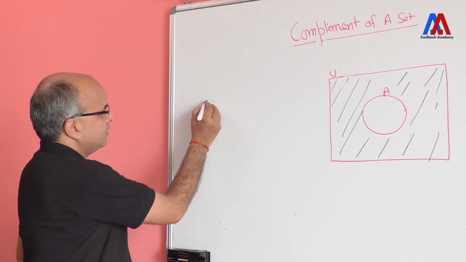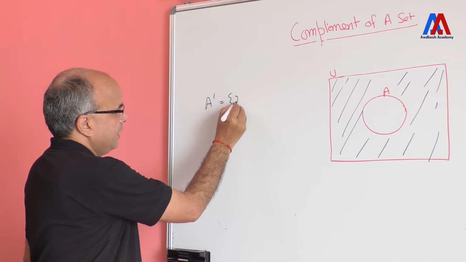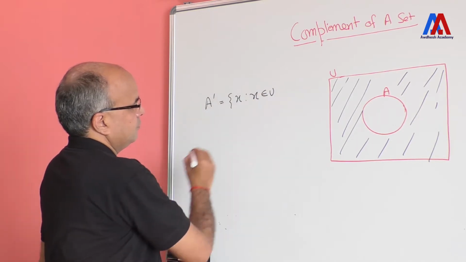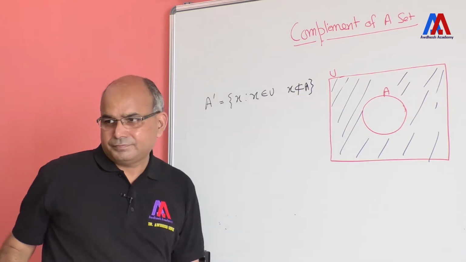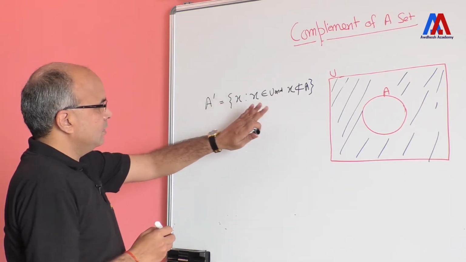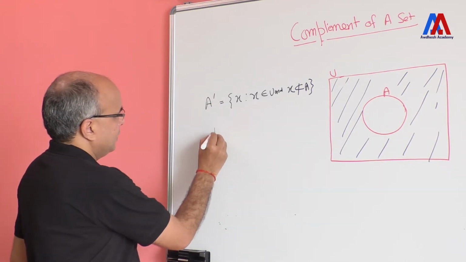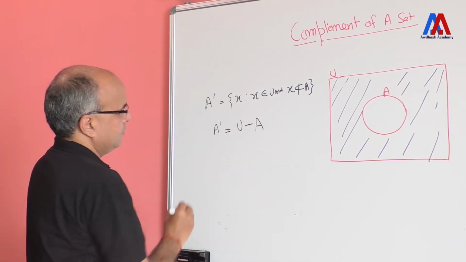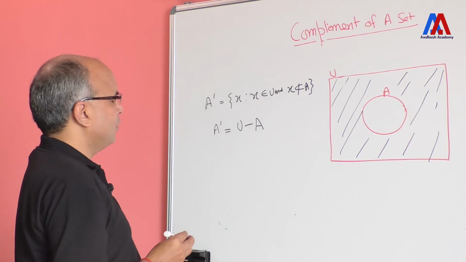The complement of a set is represented as A dash, and it can be written as {x : x is a member of U and x is not a member of A}. So this is the proper definition of a complement of a set. We can also say that A dash is equal to U minus A, because what is present in U but not present in A makes the complement of the set.